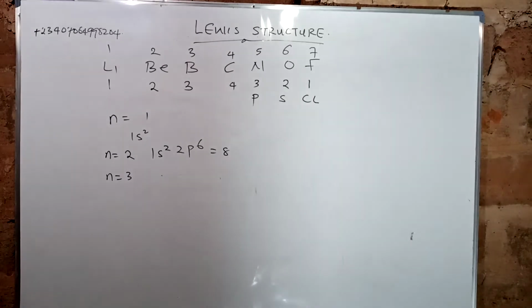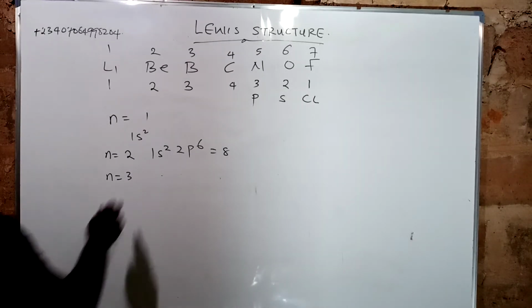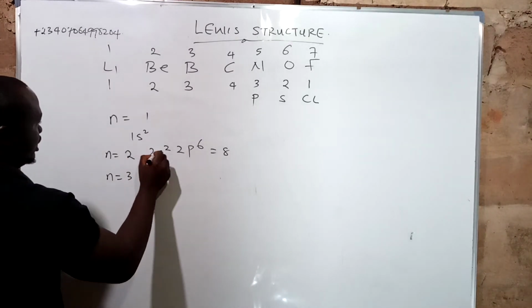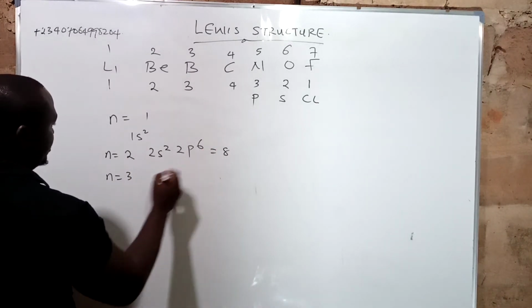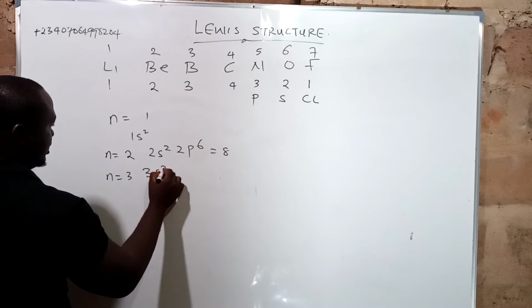Under the third rule, I have 3x. Here should be 2x, so we are in the second row. Here is 2s2, 2p6. So here is 3x.